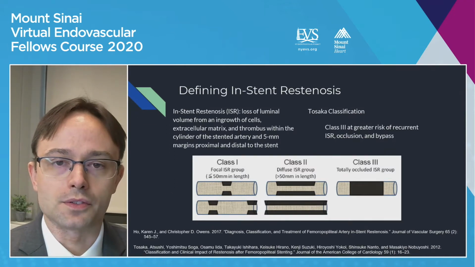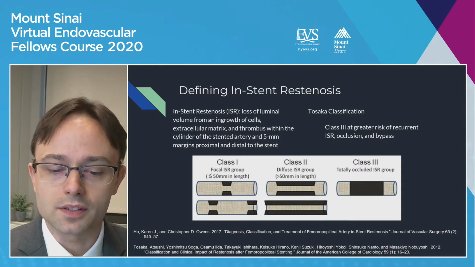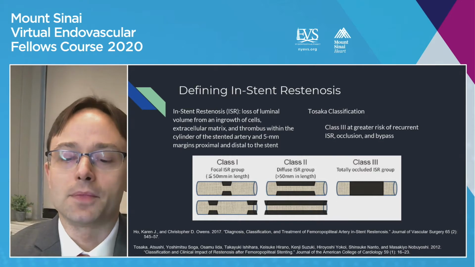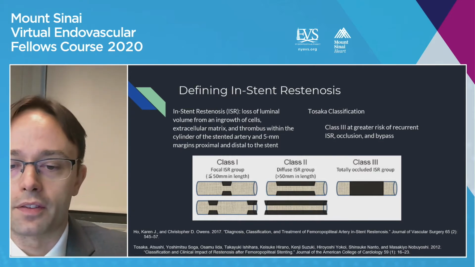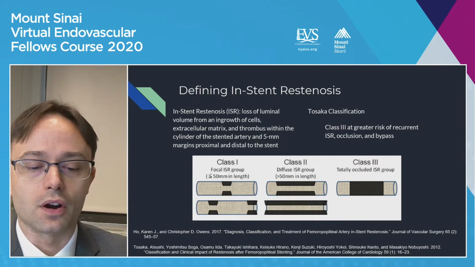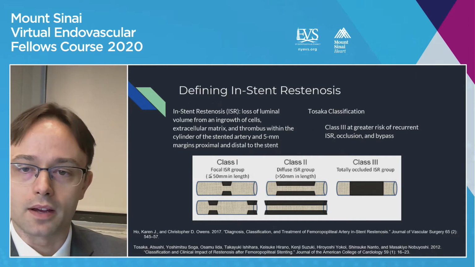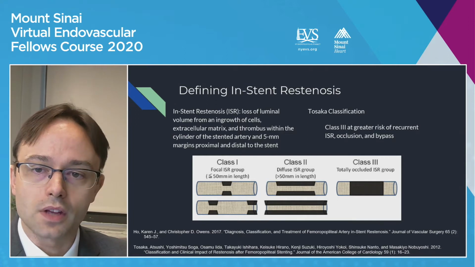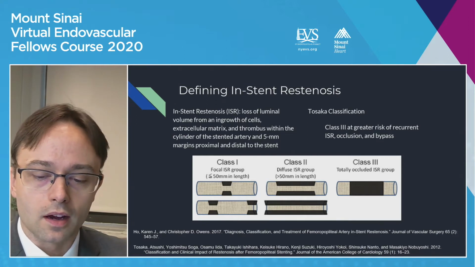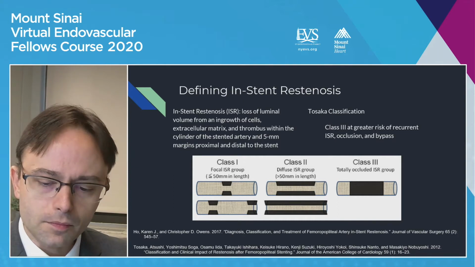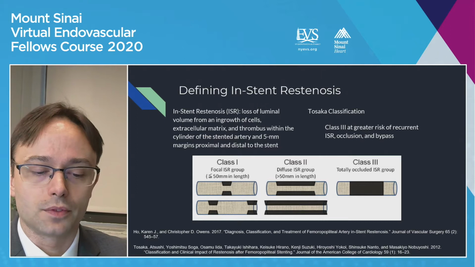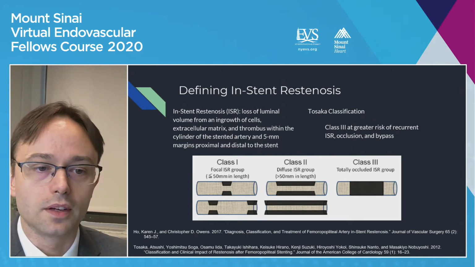In-stent restenosis refers to loss of luminal volume within a stent itself or within 5 millimeters of the margin of the stent. There's a classification system often referenced in the literature, published by Tosaka et al., that distinguishes focal, diffuse, and complete occlusion of in-stent restenosis, with class 3 being totally occluded stents that have been shown to be at risk for recurrent in-stent restenosis, occlusion, and requirement of bypass.